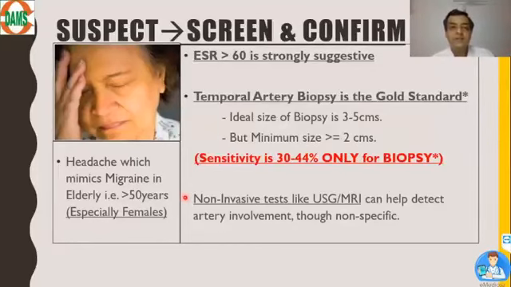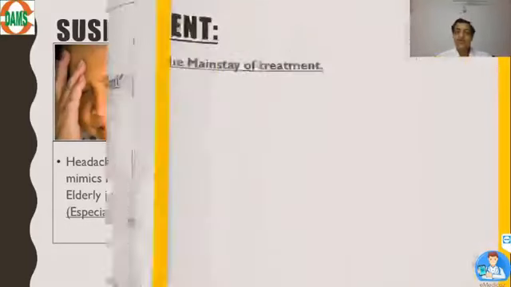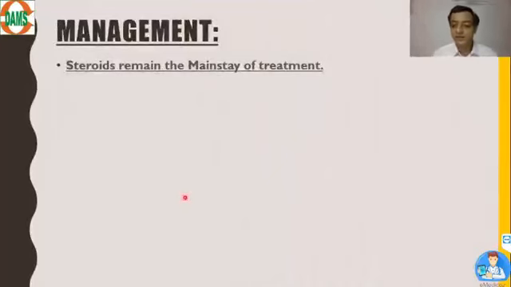Many times the error in the biopsy is taking a small length. That is the error which can make the report inconclusive. Then you might have to repeat the biopsy. So the diagnosis is done, now come to the treatment. Steroids remain the mainstay of treatment.